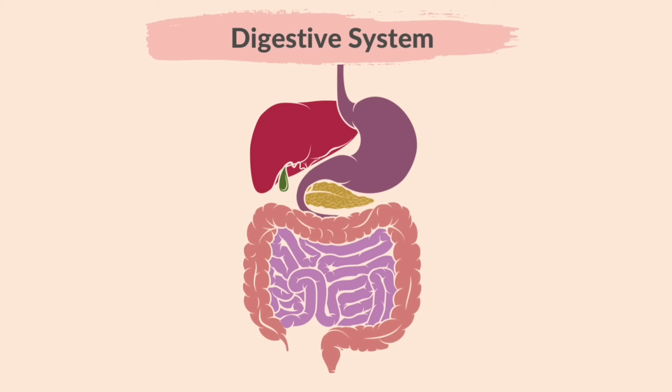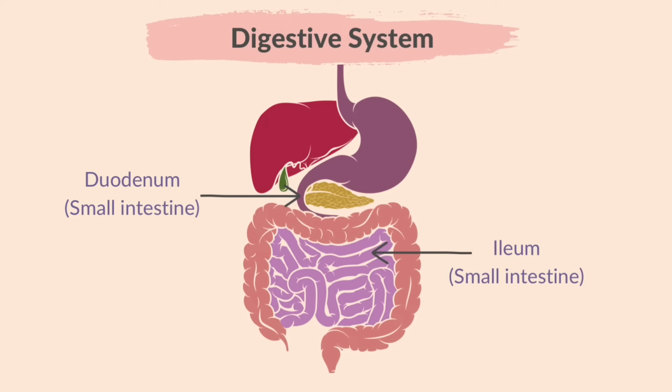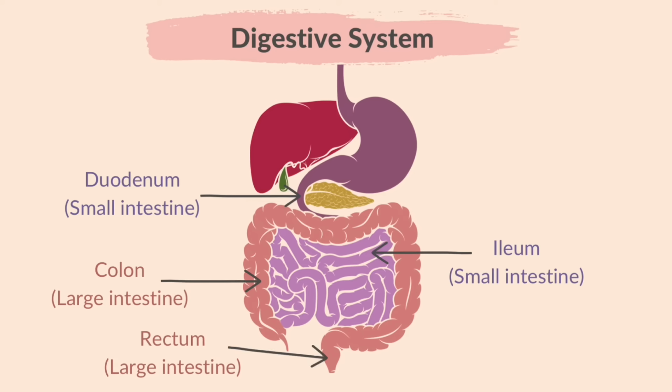The small and large intestines have different parts. The duodenum is the first part of the small intestine. The ileum is the second part of the small intestine. The colon makes up the larger part of the large intestine. The rectum and anus are also parts of the large intestine.